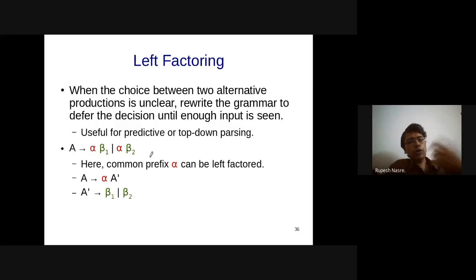If you have a top-down parser which just looks at one token lookahead, which is the typical case, then just by looking at alpha, you might not be able to conclude which production to apply. Right? So in such cases, you can rewrite the grammar such that A becomes alpha A prime and A prime becomes beta 1 or beta 2. This problem occurs only in top-down parsing. This problem doesn't occur in bottom-up parsing, and we'll study why that happens.